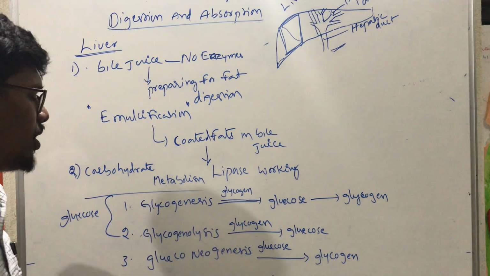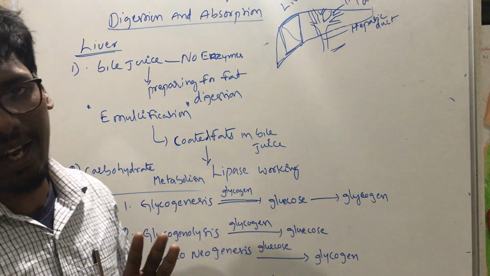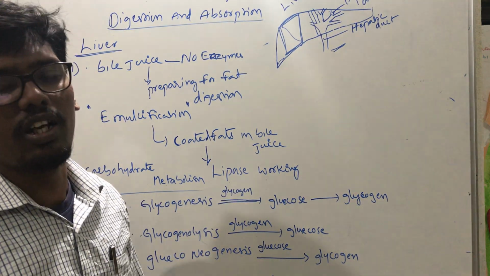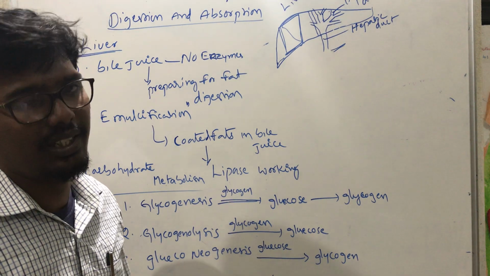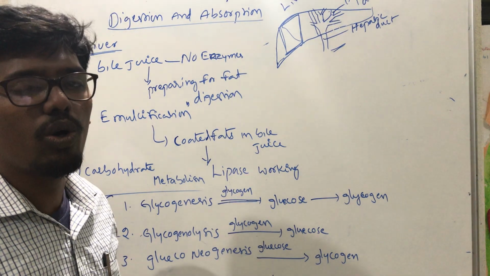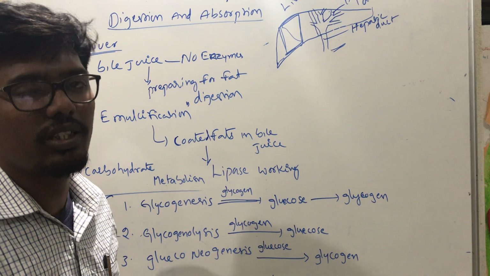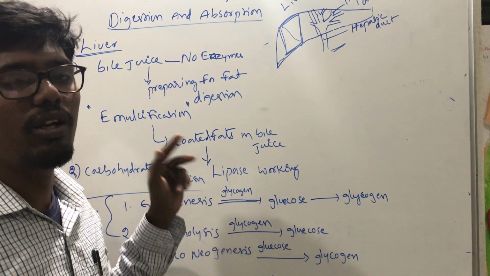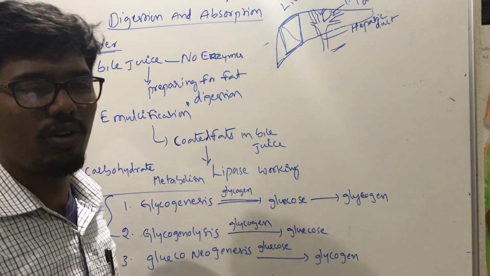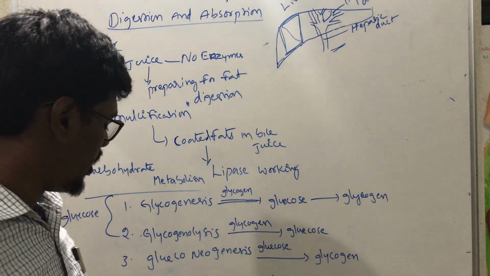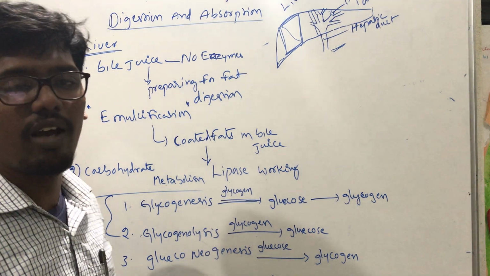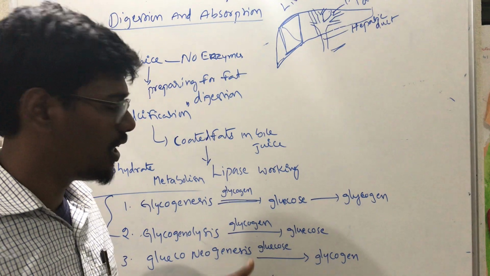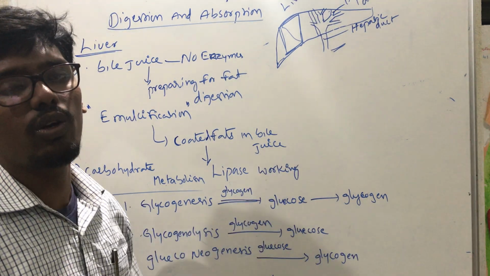Next, carbohydrate metabolism. Carbohydrate metabolism has three things: glycogenesis, glycogenolysis, and gluconeogenesis. Glycogenesis means glucose is converted into glycogen; the remaining two are where glycogen is converted into glucose. In gluconeogenesis, fatty acids, amino acids, and pyruvic acids are also converted into glycogen.